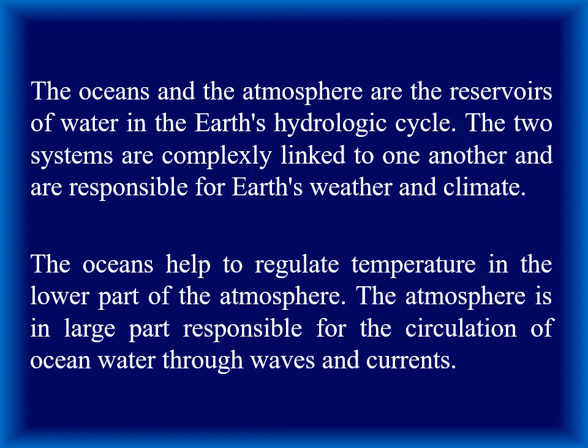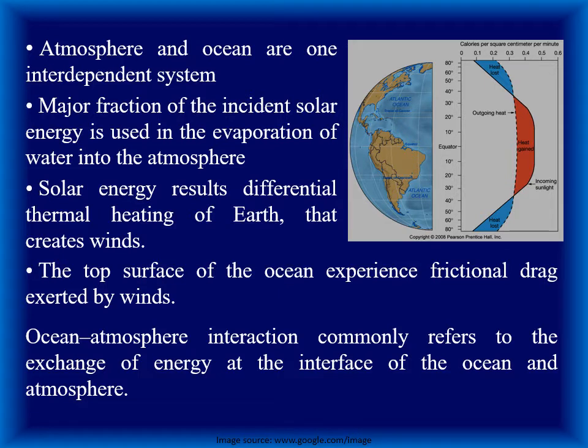The oceans also help to regulate temperature in the lower part of the atmosphere. The atmosphere is in large part responsible for the circulation of ocean water through waves and currents. Atmosphere and oceans are interdependent systems. Although we study them differently, they are mutually interdependent. A major fraction of the incident solar energy is used in the evaporation process from the ocean body, by which a large amount of oceanic water goes into the vapor phase in the atmosphere.